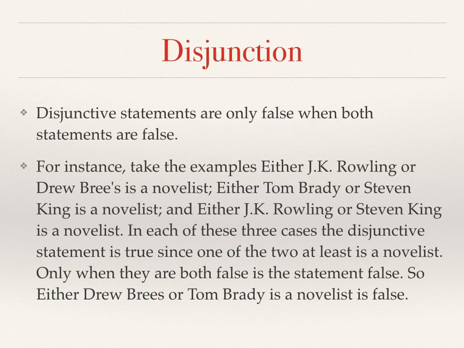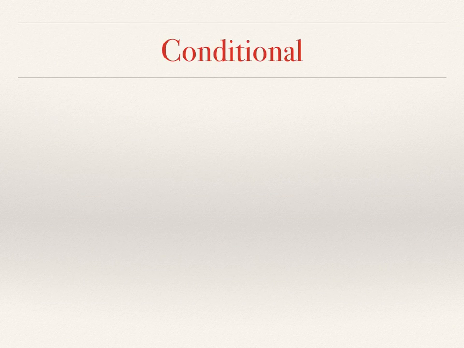In each of these three cases, the disjunctive statement is true since at least one of the two is a novelist, right? Okay. Only when they are both false is the statement false. So either Drew Brees or Tom Brady is a novelist is false because neither one is a novelist, and so the compound statement is not true and is false. So I think that clarifies disjunction.